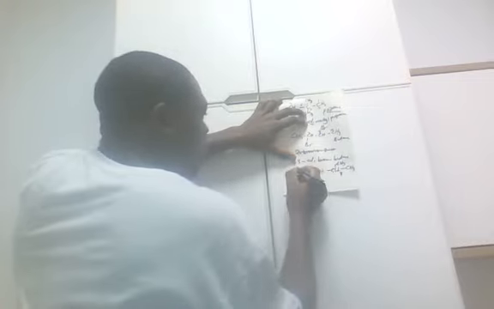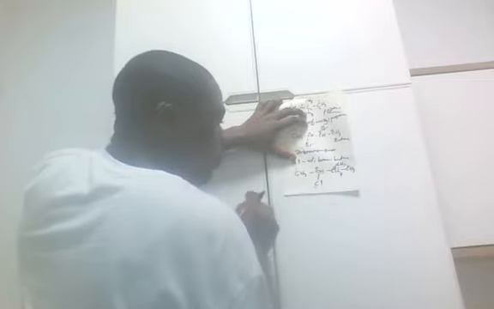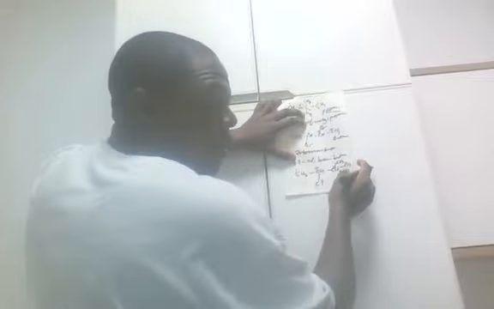Ukianza hapa 1, 2, kuna branch ya methyl, hapa kuna branch ya chloro. You can start anywhere. So I can say 1, 2, 3, 4, or even this side 1, 2, 3, 4. Now carbon number 2 kuna chlorine. Carbon number 3, kuna methyl.